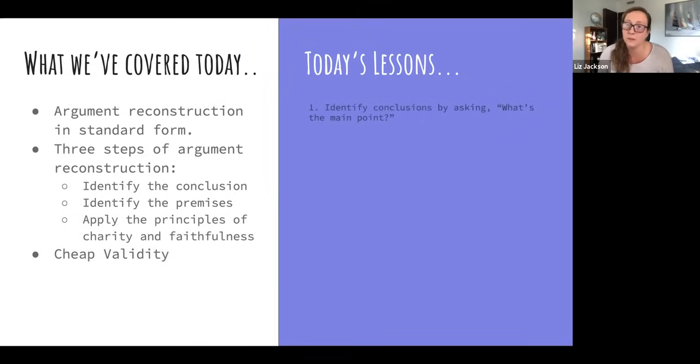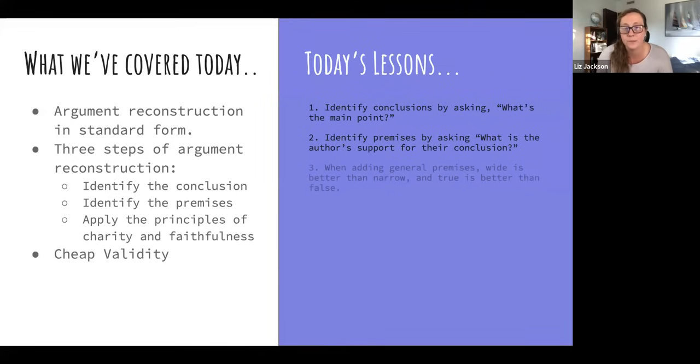So here are some lessons from today. We identify conclusions by asking, what's the main point? What's the main thing the author wants us to believe? Then we identify premises by saying, what is the author's support for the conclusion? When we add general premises, wide ones are better than narrow ones, but true ones are better than false ones. So it's better to have a narrow true implicit premise than a wide false implicit premise.